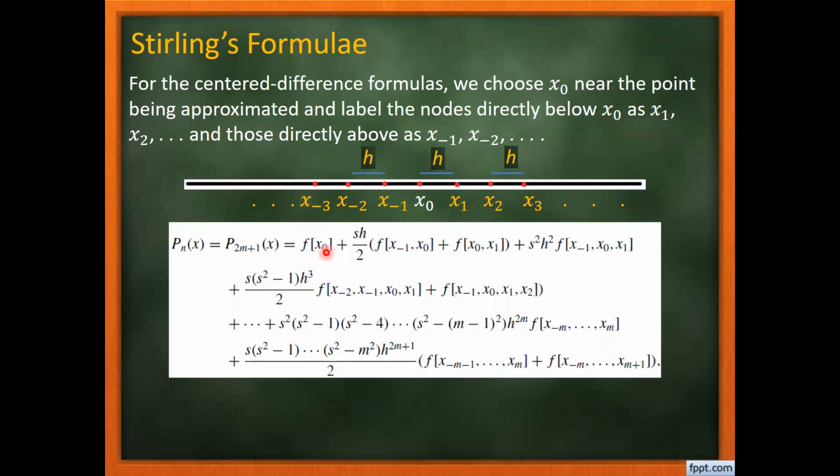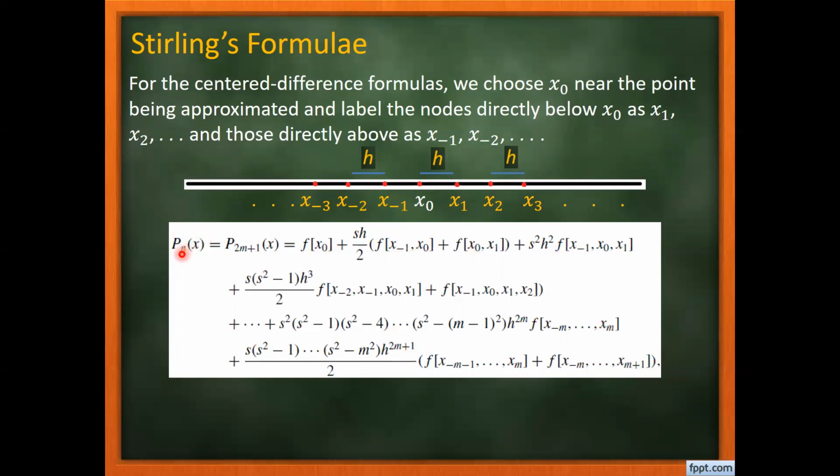The polynomial for Stirling's formula is given by Pn of x, which is equal to P2m plus 1 of x, which is equal to f of x naught, the 0th order divided difference. And in this case, the first order divided difference at the -1 node plus the first order divided difference at the x naught node, and so on.